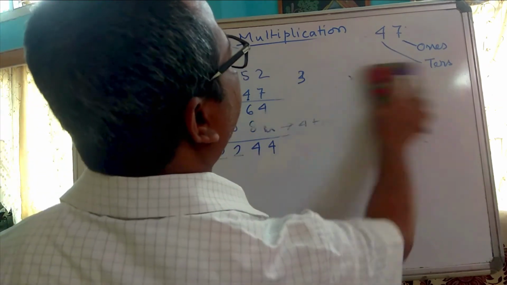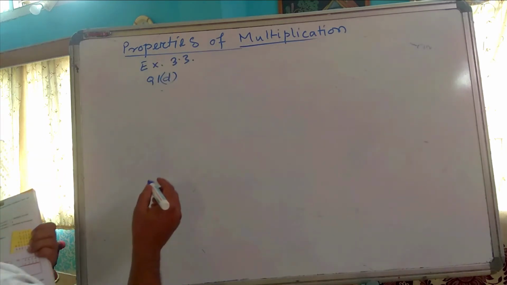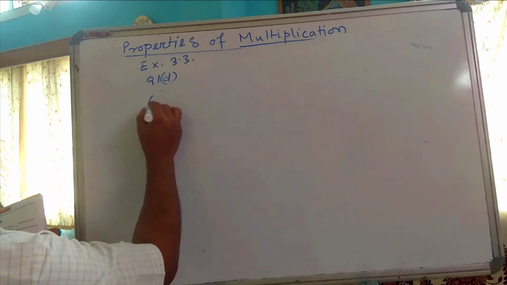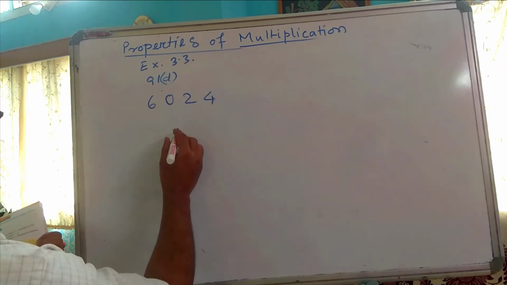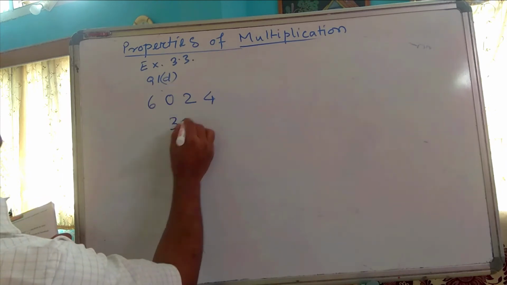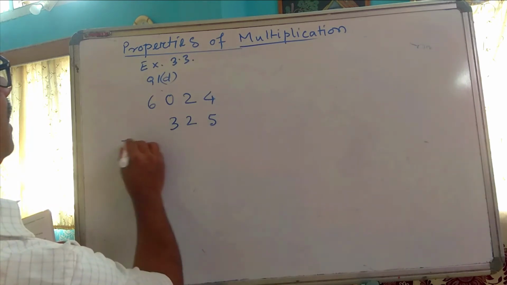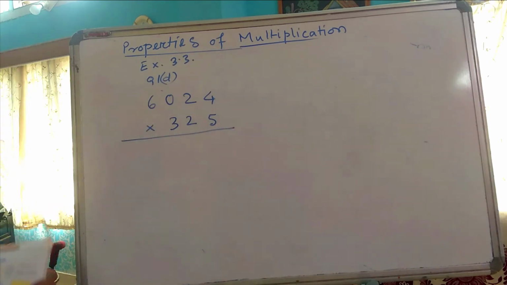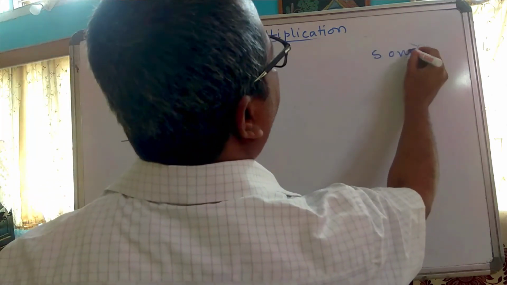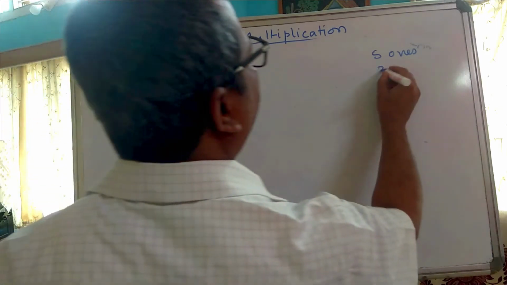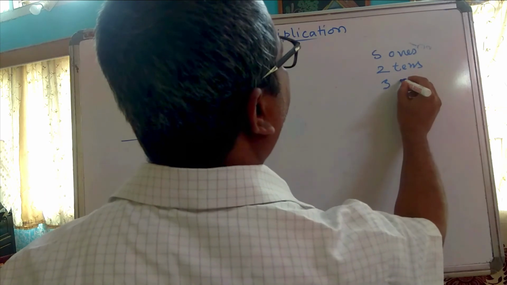The last number I'll do, question number 1, sub question number D. Here the number given is 6024 should be multiplied with 325. This is the multiplicand and this is the multiplier. So if we multiply, 5 is in ones place, 2 is in tens place, and 3 is in hundred place.